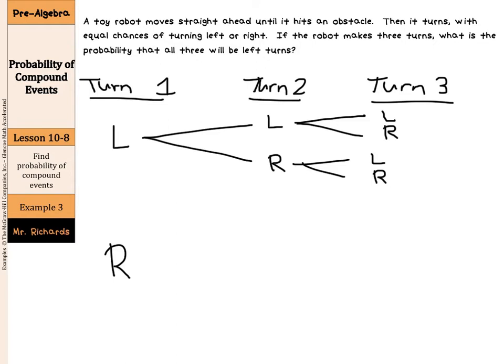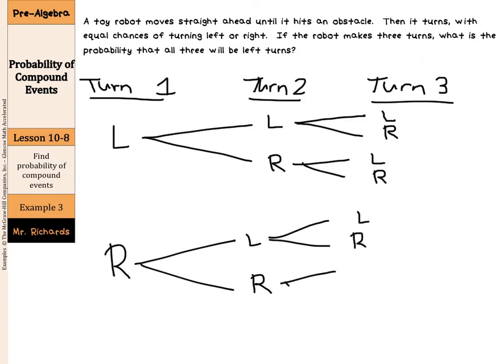So we could have hit a wall, gone left, then left, then left; gone left, left, right. We could have gone left, right, left; left, right, right. But that's just the possibilities if we went left first. What if we went right? We need to find our total sample space here. Well, if we went right, when we hit a wall the second time, we could still go left or right. And then from there, we could have gone left or right the third time, and the last one, left or right that time as well.